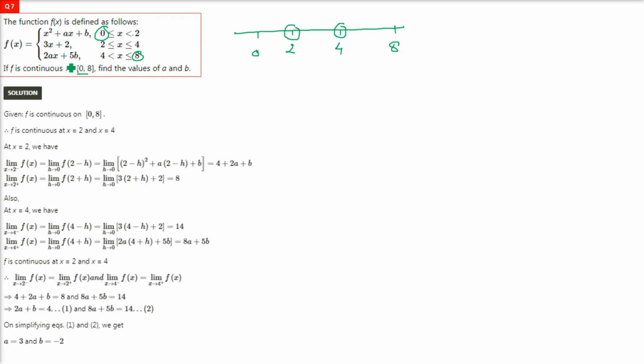And when it is said that it is continuous, you are assuming that it is continuous. So you are going to check at x equals 2 and x equals 4. At x equals 2, we'll find the left hand limit and right hand limit. On the left hand side, we'll put 2 minus h. On the right hand side, we'll put 2 plus h. So for 2 minus h, we'll use the function number 1, which is x square plus ax plus b. We'll replace x with 2 minus h in x square plus ax plus b. And we'll replace x with 2 plus h in 3x plus 2.